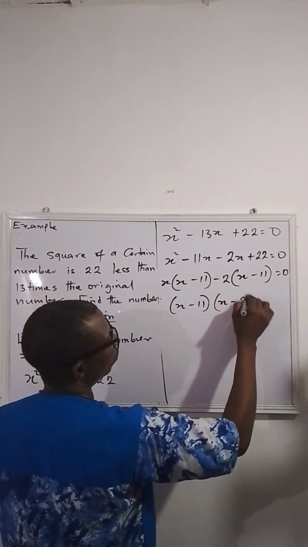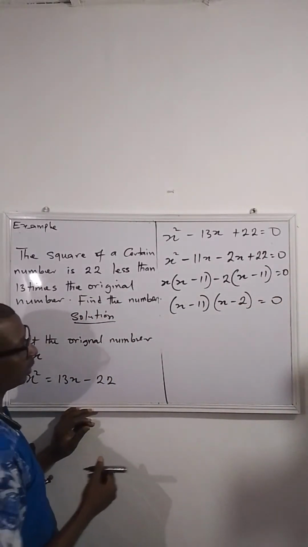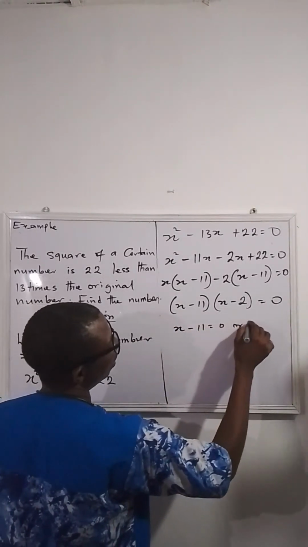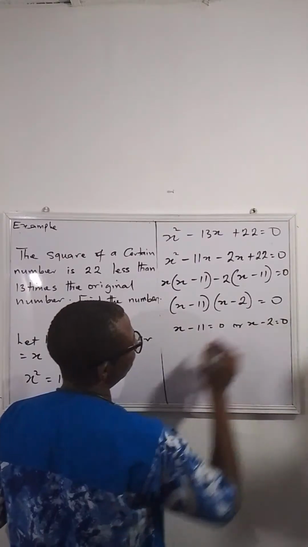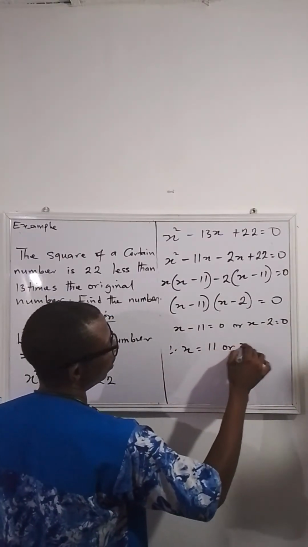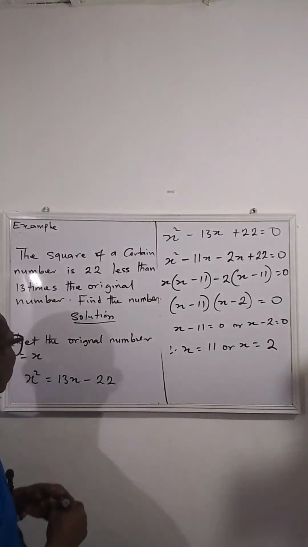X minus 2 equals to 0. Okay? Now we have x minus 11 equals to 0 or x minus 2 equals to 0. So therefore, x equals to 11 or x equals to 2.